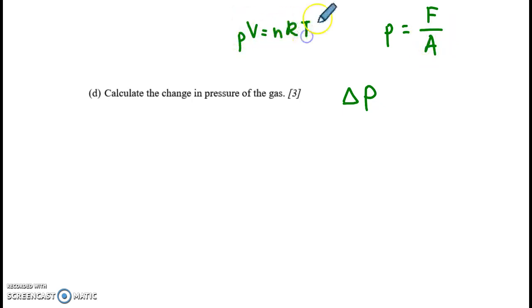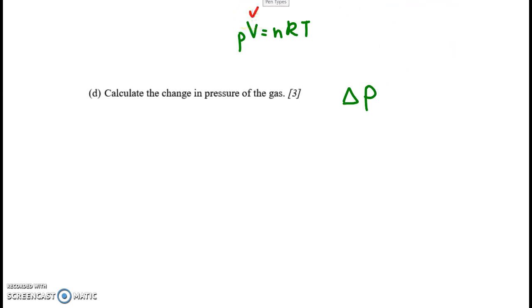Next question. Calculate the change in pressure of the gas. Now, you might look at this and think we need delta P, which is true, but we don't have delta P in any equation. The only equations with pressure are the definition, force per unit area that's in contact, and the equation of state of an ideal gas. We have no information about force or area, so this is not a useful equation. Instead, we have to use PV equals nRT.